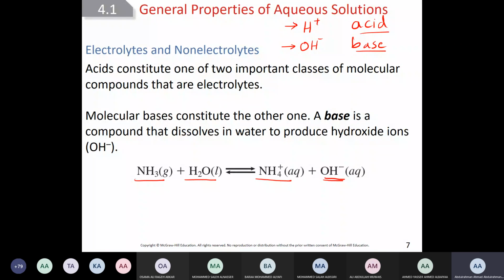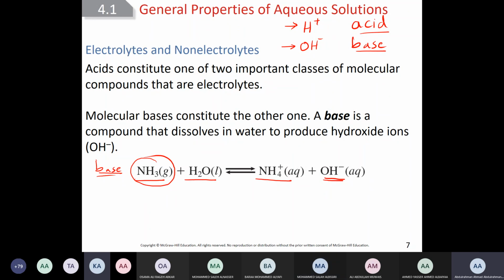NH3, is it acid or base? Base. Why? It produces OH-. NH3, which is a base, is it electrolyte or non-electrolyte? Non-electrolyte? Why? Because there is no ion. No, it's wrong. It's electrolyte. Tell me why it's electrolyte.